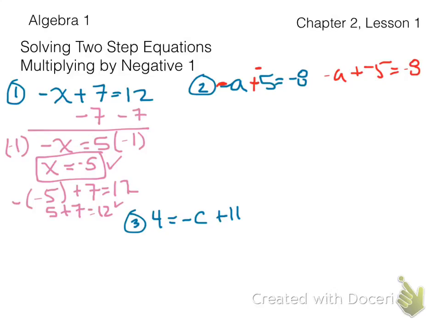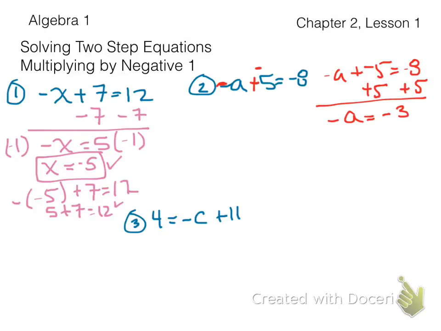So now I'm going to do the opposite. Well, what's the opposite of adding -5? Well, that would be adding 5, because the opposite of -5 is 5. But what I do to one side, I have to do to the other. So -a is equal to -3.